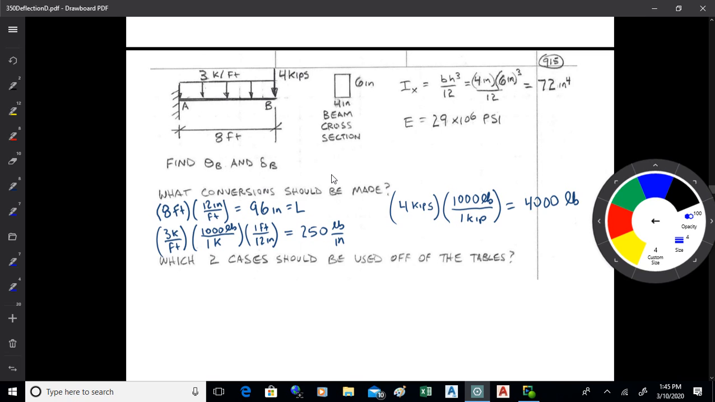All right, now inches are the way to go because you've got E and I. E is in pounds per square inch, and I is in inches to the 4. So that's why we want our length units in inches, okay?